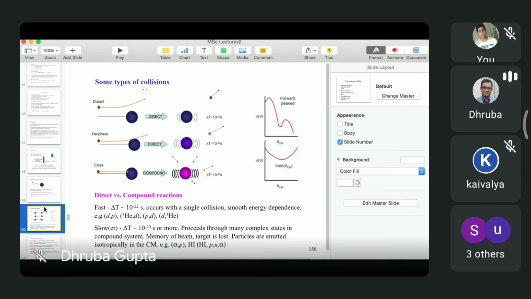And for compound nucleus, it is 10 to the minus 20 seconds or even more. It can even go to 10 to the minus 16 seconds. It is that much slower. It proceeds through many complex states in the compound system, and the memory of the beam and target is lost. It doesn't remember who was the beam and who was the target. The particles are emitted isotropically in the center of mass frame. For example, alphas, protons, neutrons, even heavy ions may be emitted, and fission fragments and all that stuff might be emitted.